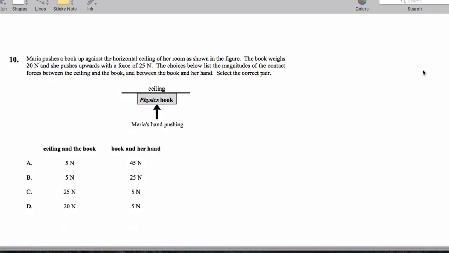All right. So Maria pushes a book. We get the weight, we get the upward force. So let's just kind of be clear here. Let's just look at the forces on the book. So we've got the force of the hand, we've got the reaction force from the ceiling, and we have the weight of the book pointing down. So we are told the book weighs 20 newtons. We are told that she pushes up with a force of 25. And that tells us that the reaction force from the ceiling is 5 newtons to balance it out. So that's the force of the ceiling on the book.